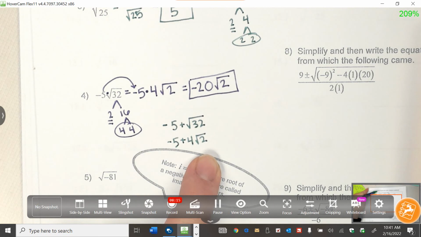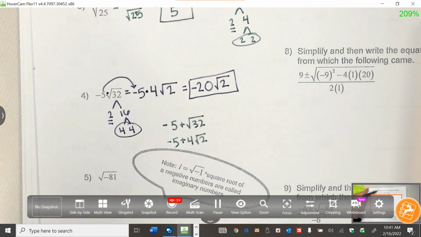I'm pointing at it, I swear. Give it a second. There we go.